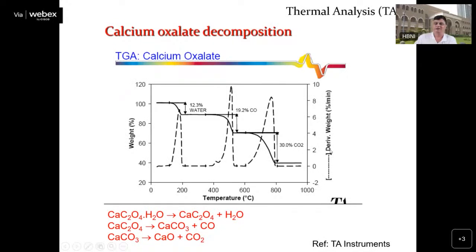So this is basically the derivative weight curve. And then, at the peak height, you are getting the maximum weight loss. And these are generally the reactions going on. At the first temperature, about, say, 150 degrees centigrade, calcium oxalate monohydrate will go to calcium oxalate plus water molecules. In the second stage, we get calcium carbonate and carbon monoxide. And in the third stage, calcium carbonate will further decompose to calcium oxide and carbon dioxide.